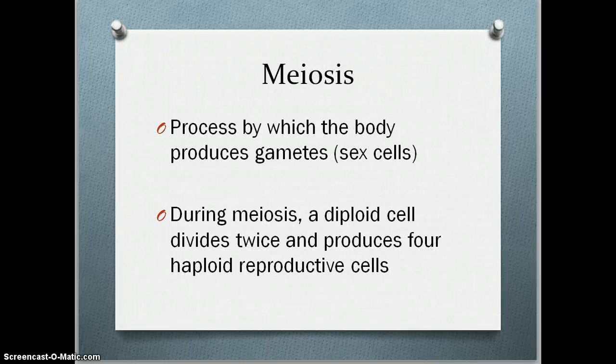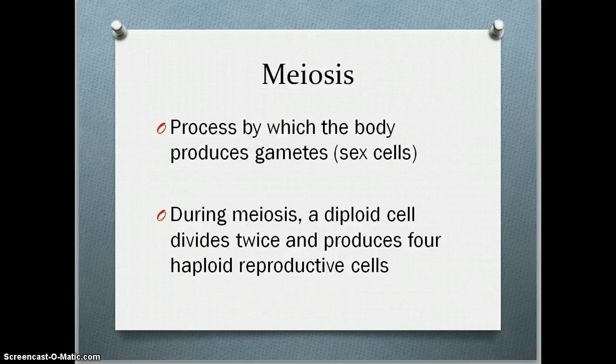So what is meiosis? Well, meiosis is the process by which the body produces gametes. And these gametes are what we call sex cells, so your egg and sperm. All the rest of the cells in your body are what we call somatic cells. So during meiosis, a diploid cell will divide twice and produce 4 haploid reproductive cells. Okay, these are the egg and the sperm.